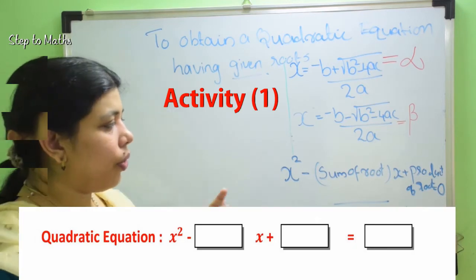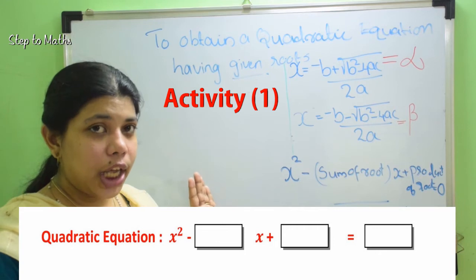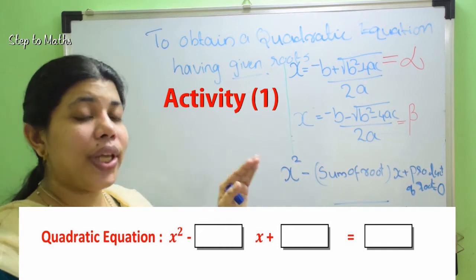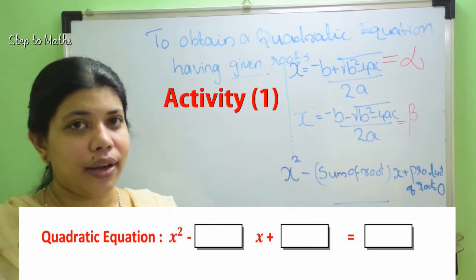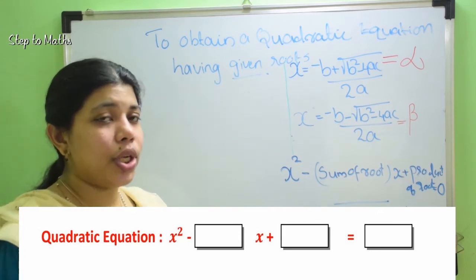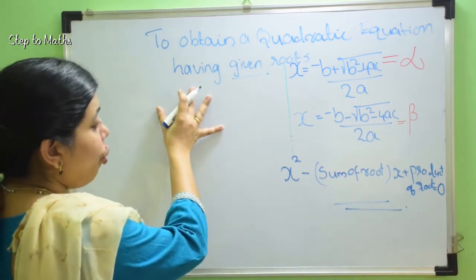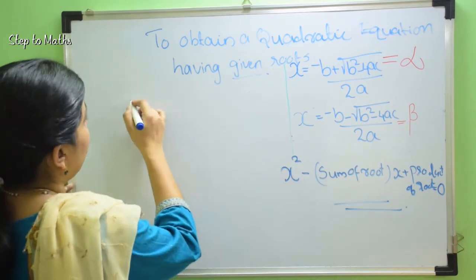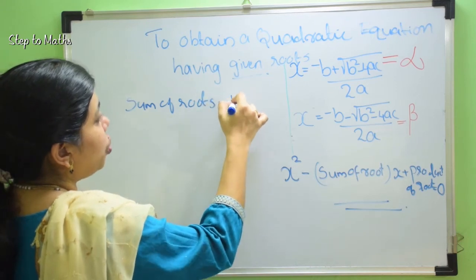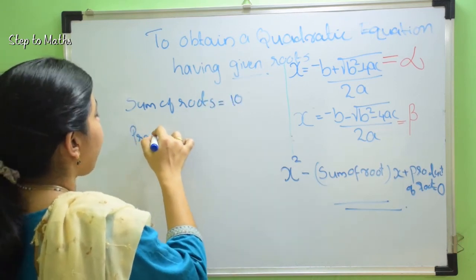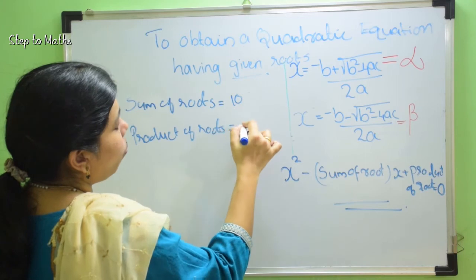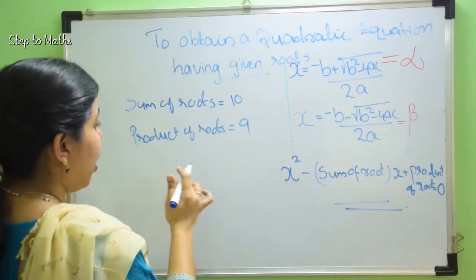Consider one example. Write a quadratic equation in variable x where the addition of roots is equal to 10 and the product of roots is equal to 9. How can we form the quadratic equation corresponding to that? Sum of roots equal to 10 and product of roots equal to 9. Using this relation, how can we represent it?